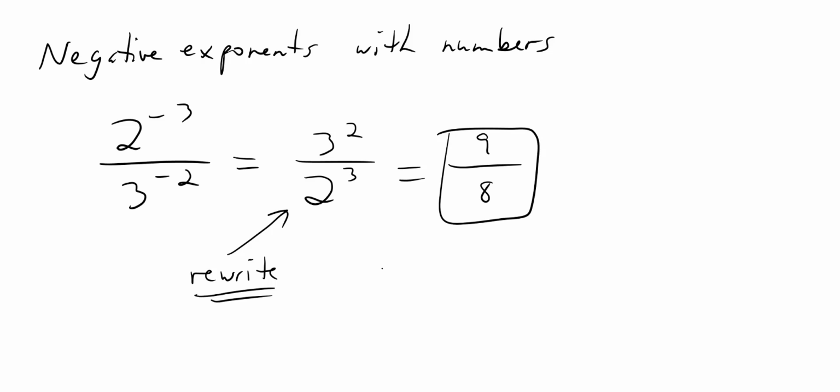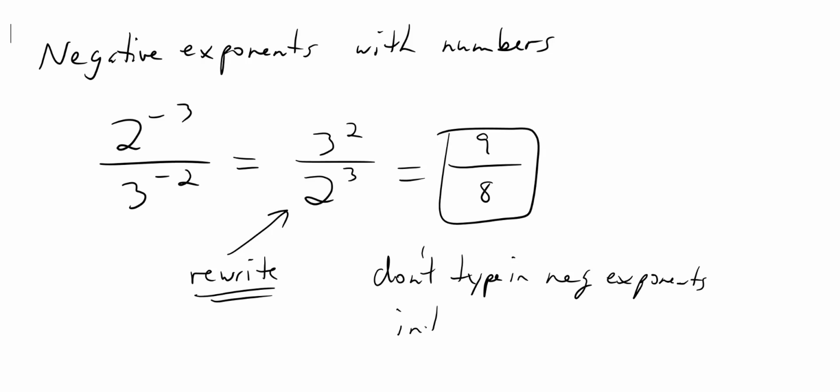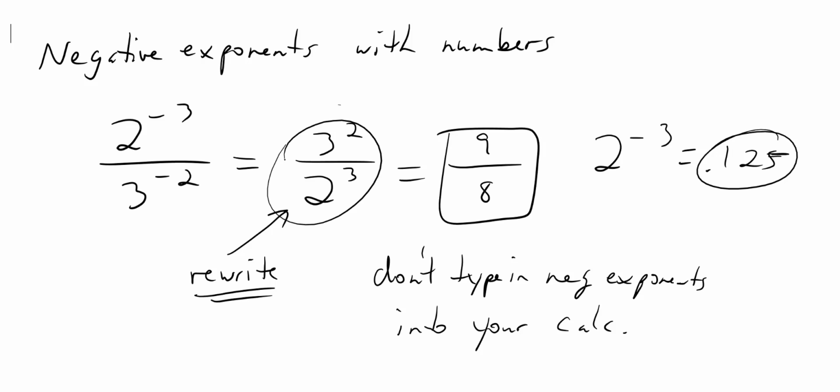And guys, it's a really bad thing, but don't type in negative exponents into your calculator. You won't be happy. It'll take it, but you won't be happy. If you type in 2 to the negative 3rd, technically that's 1/8, so it's going to give you 0.125, and then you're going to be like, I don't really know what to do with that. Much easier to rewrite it and then do the calculation and get 9/8.